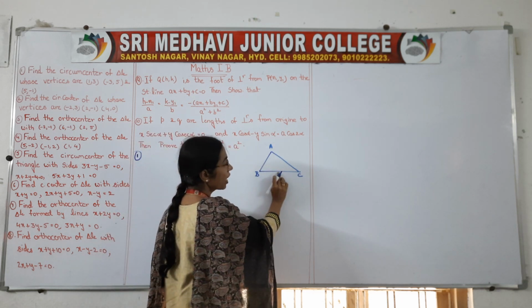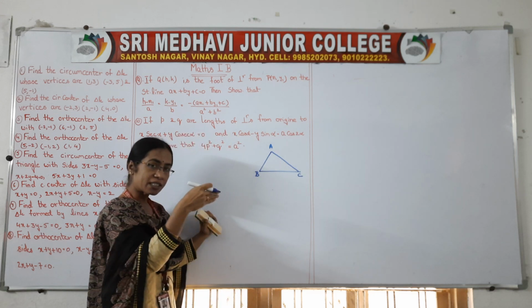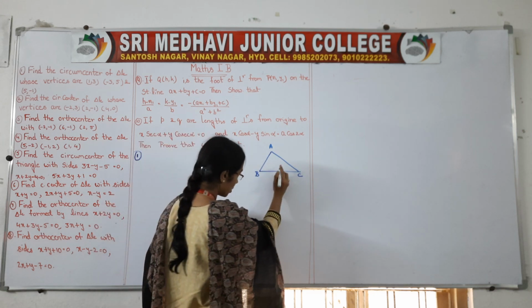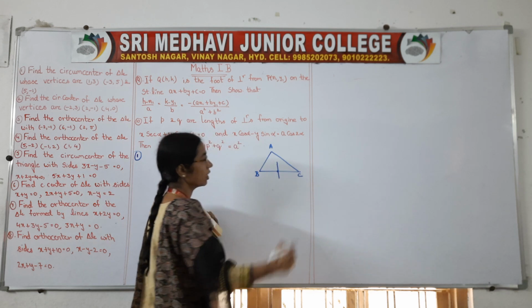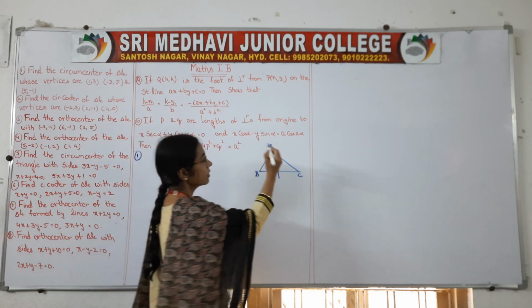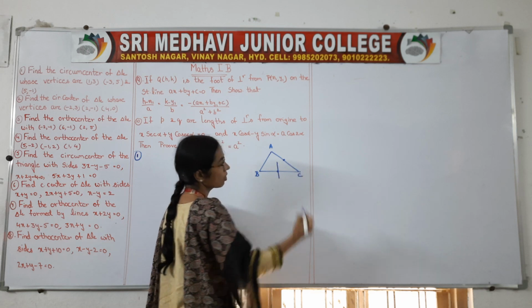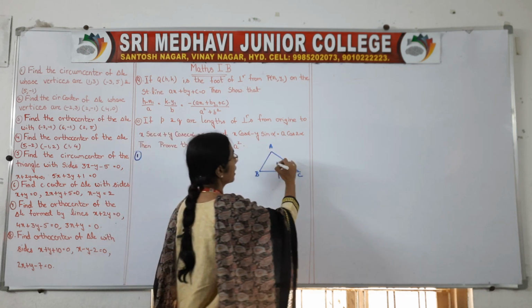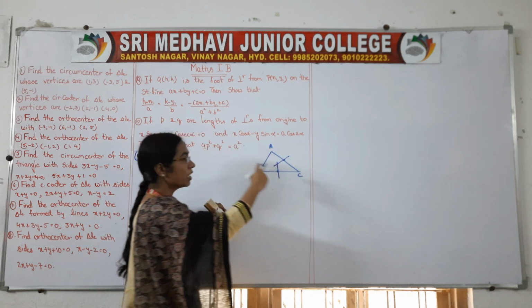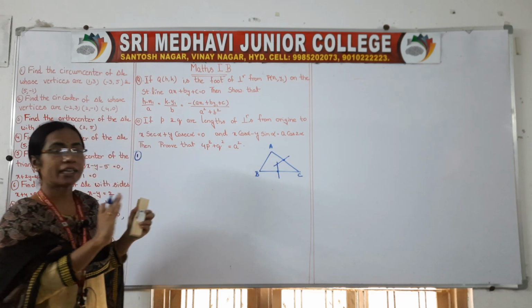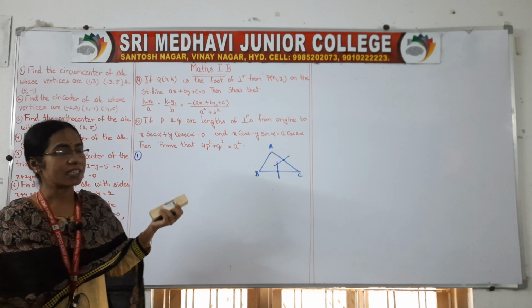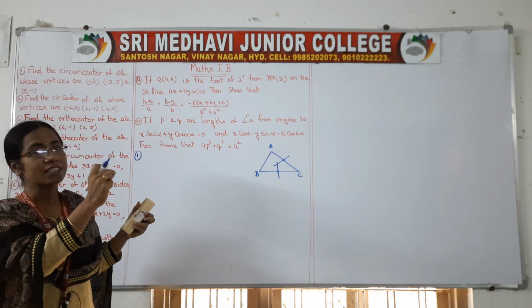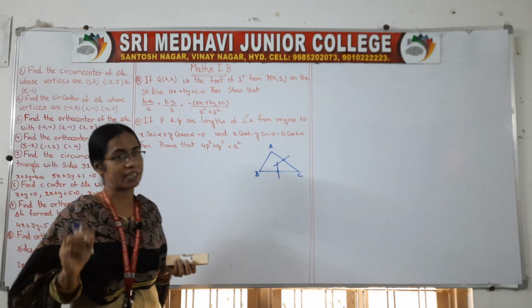We have to take perpendicular bisectors of the sides. Suppose exactly this is the perpendicular bisector of BC. Similarly, you take the perpendicular bisector of AC, and similarly AB. All will intersect. They are concurrent. That point of intersection is called the circumcenter.